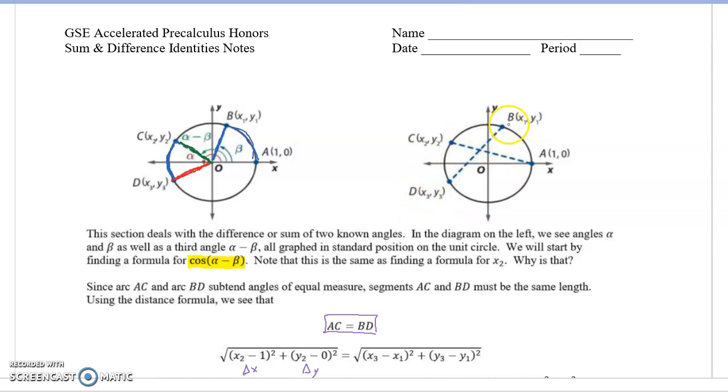We're going to take the difference of the x values, x3 minus x1. That's going to be another delta x value. And then same thing with the y values, y3 minus y1. That's going to be another delta y value. We square them, we add them, we take the square root. That's the distance formula. It's also the Pythagorean theorem.